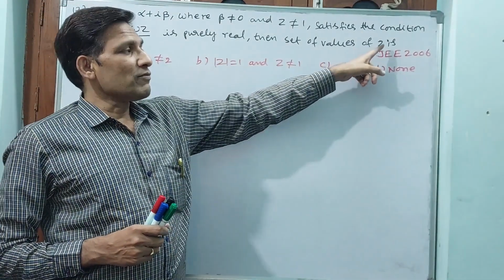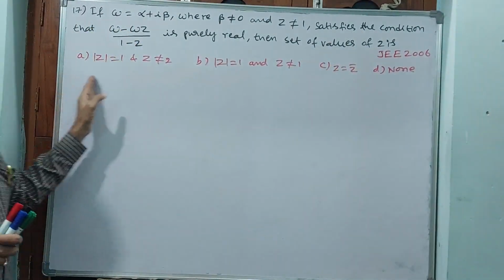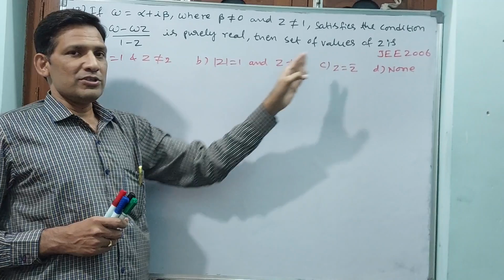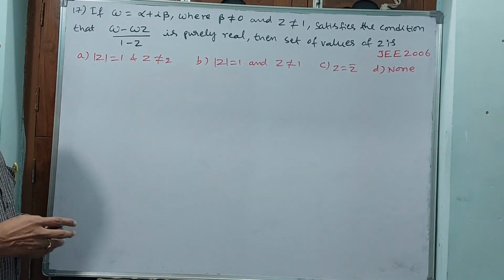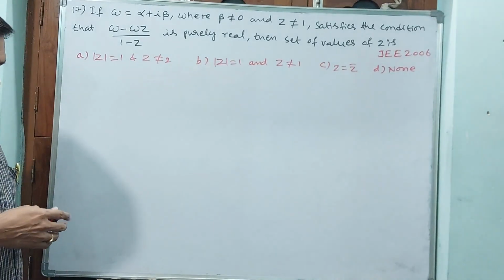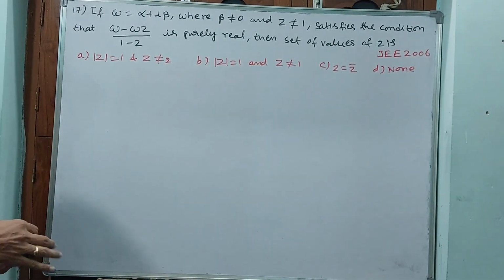then the set of values of z is what they are asking. See, 4 answers they have given. One is none. z is equal to z bar, modulus of z, that is also there, but that is a different thing. Let us tackle this question. Now step by step we will proceed.